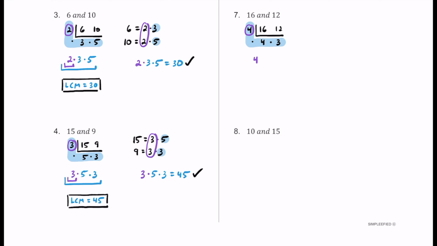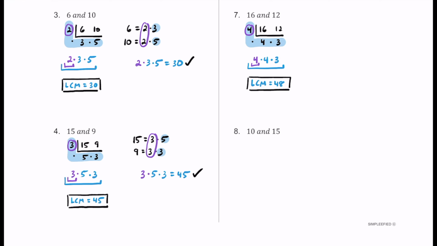Okay, so let's go ahead and put the times 4 times 3. So we know 4 is the GCF. But then the product of all of these factors is going to get us our LCM. So you can do 4 times 4 is 16, then 16 times 3 is 48, or you can do 3 times 4 is 12, 12 times 4 is 48. That's a little easier for me. So I'm going to say that LCM is equal to 48. So that's going to be the first time 16 and 12 meet.